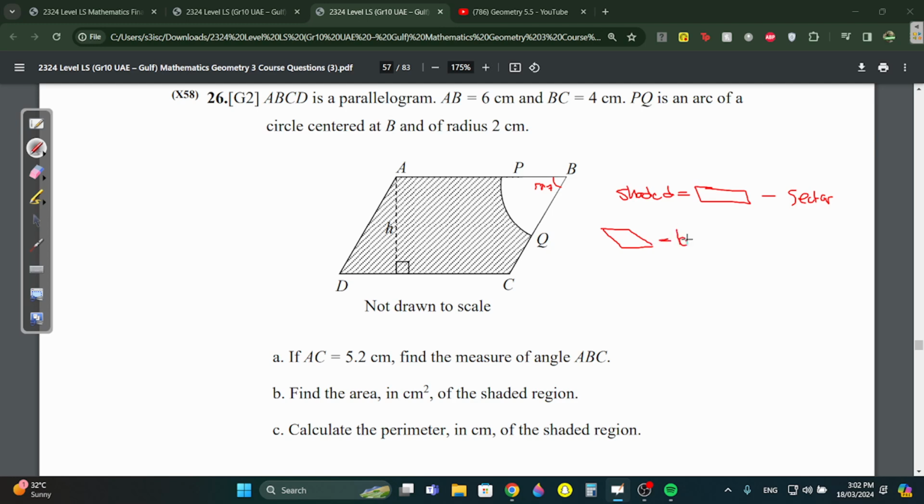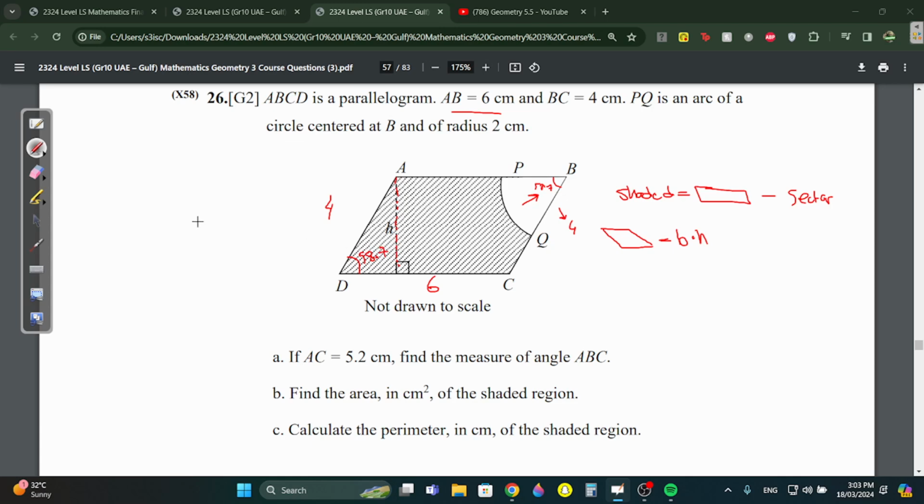equals the area, which is base times height. Our base AB is 6, and they gave us BC is 4. This is 4, okay? But this is obviously not our height. This is our height. I'm going to use this height to work. We want this height H, right? If this angle here is 58.7, this angle is also 58.7, because opposite angles are equal.